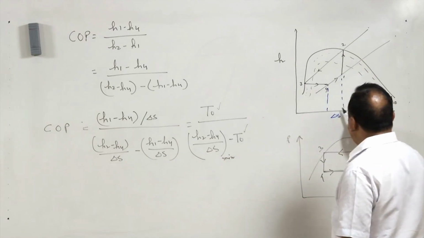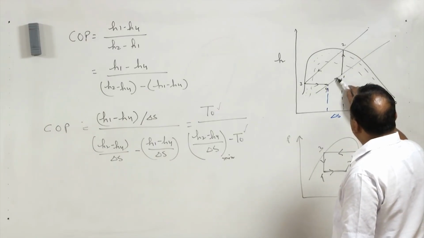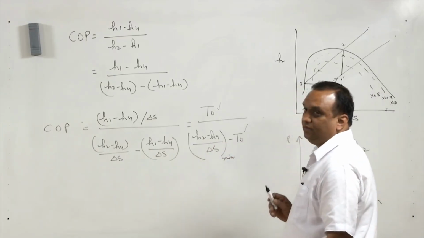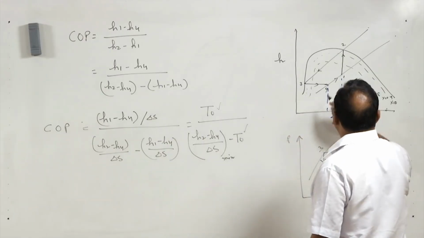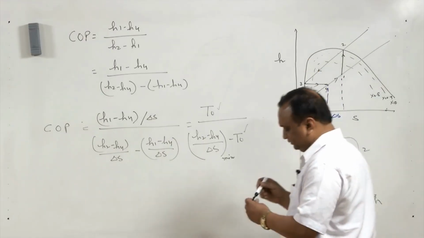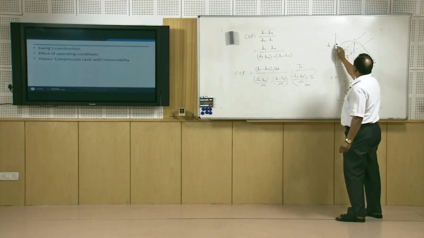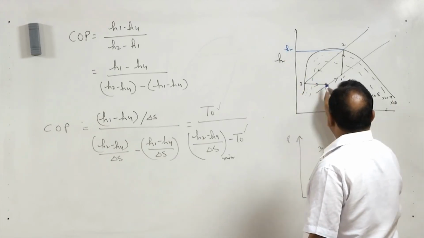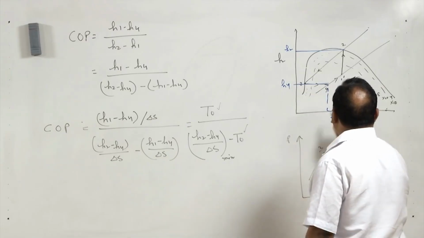divided by delta S, because in the refrigerating process, that is state 4 to state 1, the delta S is this much. So, H2 minus H4 divided by delta S has to be minimum. Now, H2 is here, this is H2, and H4 is here, H4, this is delta S.